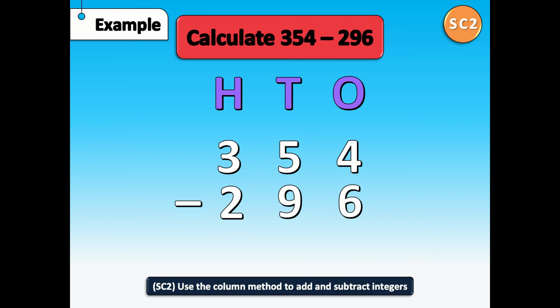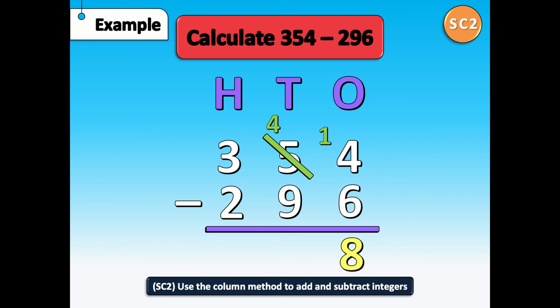So we start with the ones first. It's always important to start in the ones column. 4 take away 6 we can't do, so we need to borrow 1 from the tens column. So we cross out the 5 and change it to 4, and we put the one that we've carried in front of the 4. So now that's 14 take away 6. 14 take away 6 is 8.